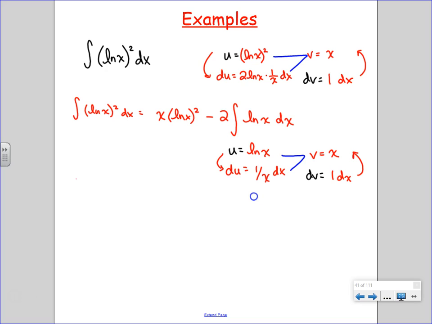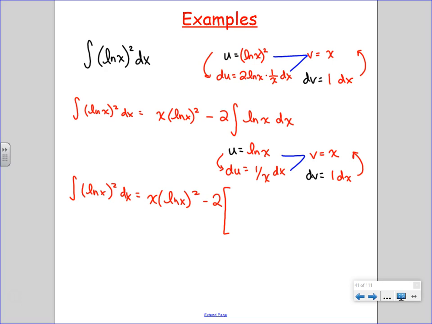So we end up with the integral of ln of x squared dx is equal to x ln of x squared minus 2 times, right? That integral becomes uv minus the integral of v du for the next one. If you want to do subscripts, sure, but you don't really need to.